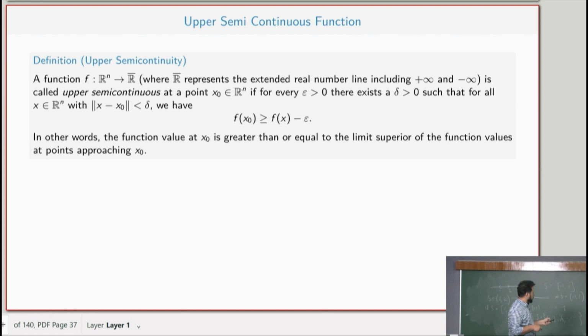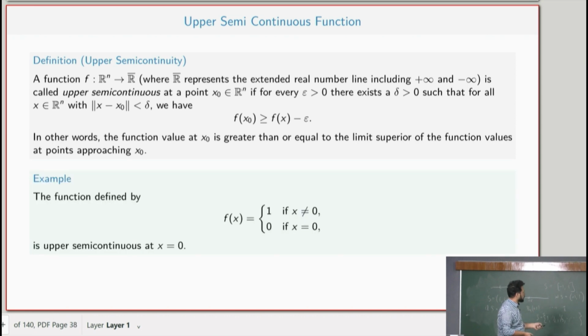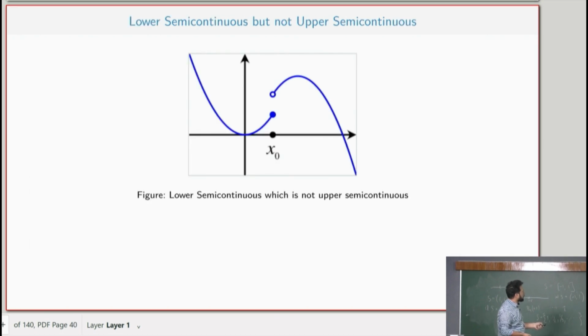Then we can also define upper semi-continuous, but a function is upper semi-continuous if its negative is lower semi-continuous. So essentially you can forget about upper semi-continuity. As long as you understand lower semi-continuity, it's fine. You just take the negative of the function and prove that it's lower semi-continuous, then the original function is upper semi-continuous. Again, here is an example of a function which is lower semi-continuous but not upper semi-continuous.